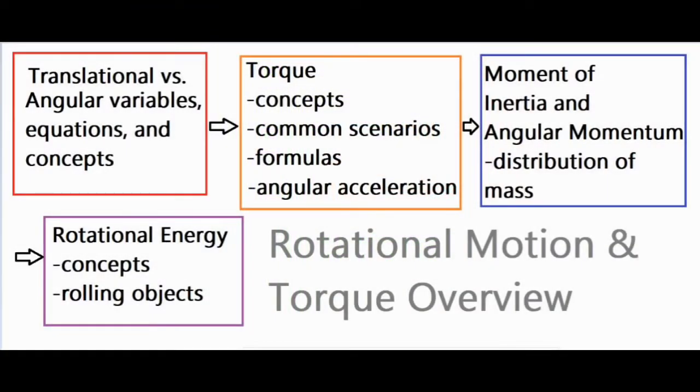In this video, I'm going to be doing a rotational motion and torque overview for AP Physics 1, which will be a good review for any high school physics class or introductory college courses as well. First, we're going to take a look at translational versus angular variables.